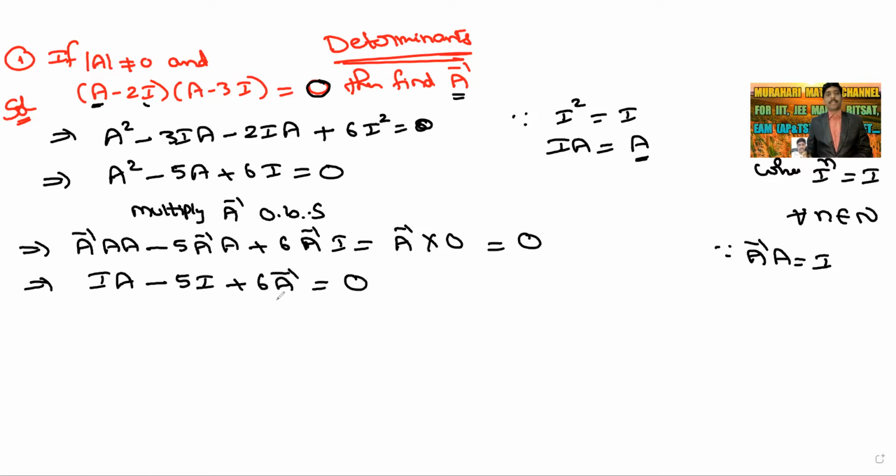But our target is A inverse. So I into A is nothing but A. So plus A minus 5A, bring to the right side: 6A inverse is equal to 5I minus A. Okay, therefore A inverse is equal to (5I minus A) by 6. This is the answer.